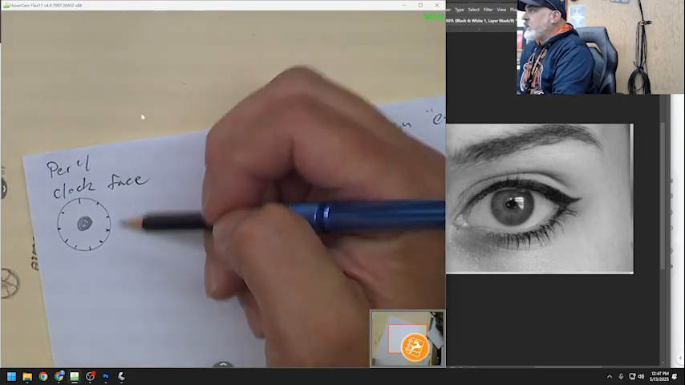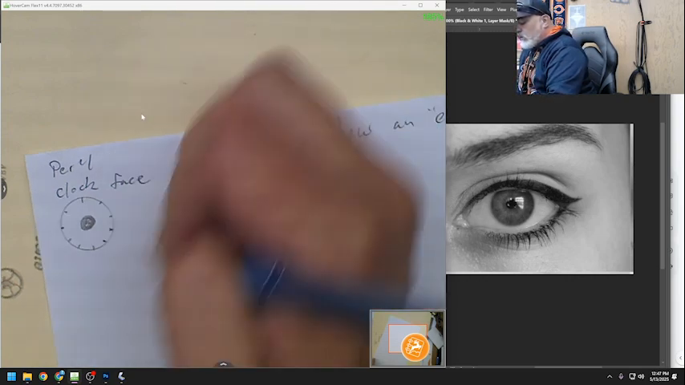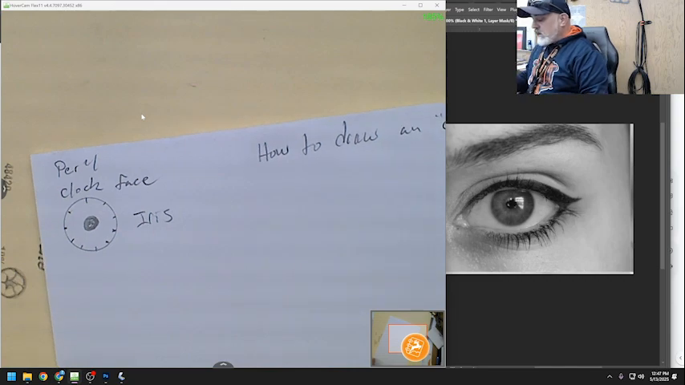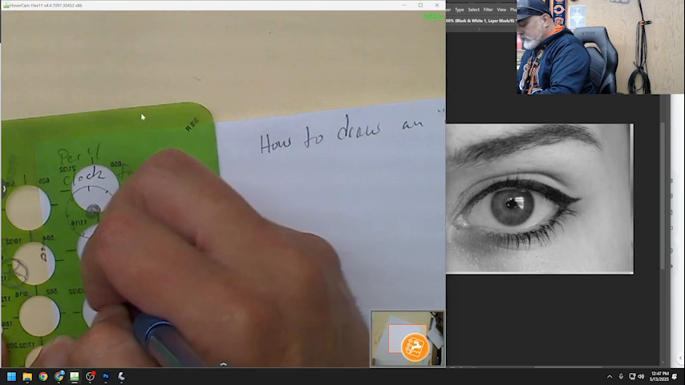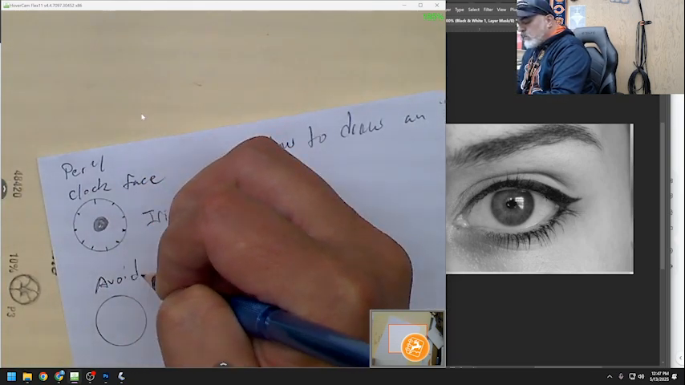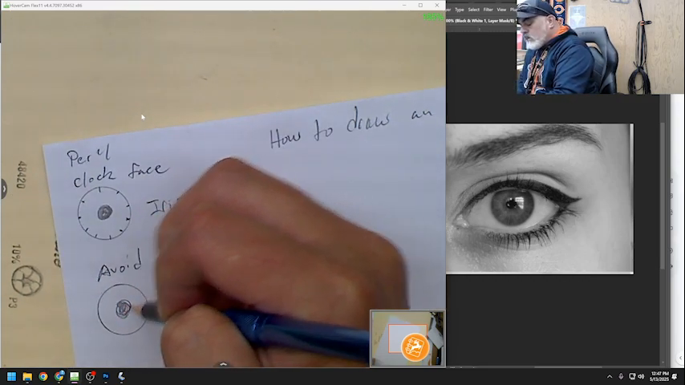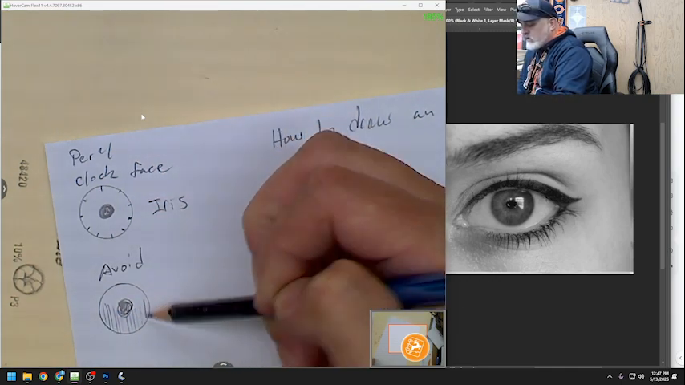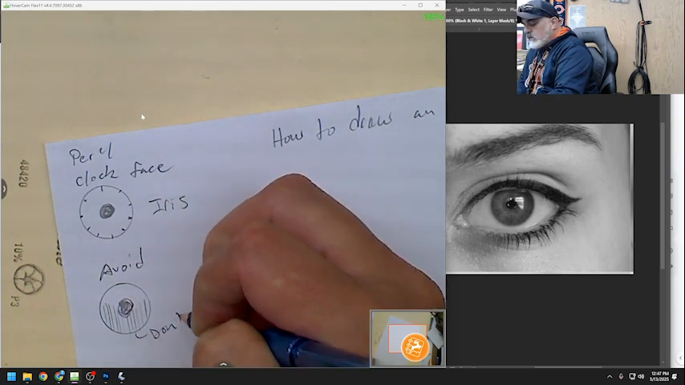So this is a foundation for drawing the iris as part of the eye. Okay. So again, we're looking at an iris. And one of the things that we want to avoid, and I'm going to put avoid over here, is when we render drawing an eye, we want to avoid having our lines going in one direction. So you don't want to do this. So don't do this.